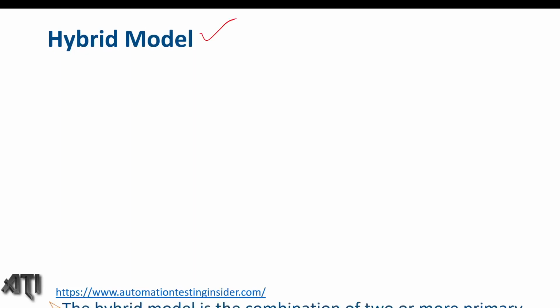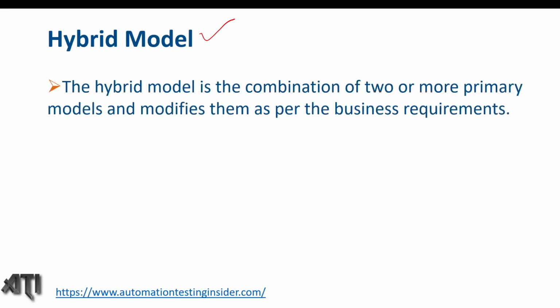What is a hybrid model? A hybrid model is the combination of two or more primary models, modified as per business requirements. We have primary models like the waterfall model, spiral model, V&V model, and prototype model. It is the combination of two primary models combined together to get the hybrid model. Basically, when we want the features of a couple of models in a single model, it's called a hybrid model.